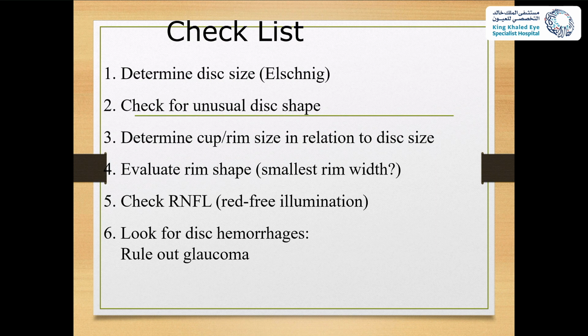Finally, for the checklist, in the examination we usually determine the disc size and check for unusual disc shape, as we said, such as the oval shape or normal findings like a tilted disc. Determine the cup disc ratio, either the size or the relation of the cupping to the disc size itself. The disc size: is it large, big, or small? Evaluate the rim shape and smaller rim width. Check for nerve fiber layer defect in red-free illumination. Look for disc hemorrhages to rule out glaucoma in the normal suspicious.